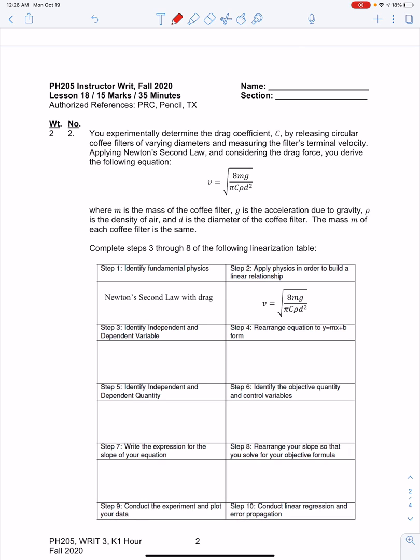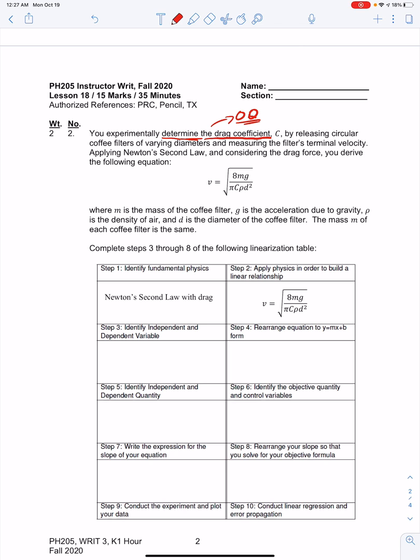So this is the linearization table. This is something similar to what you're going to be looking at in the lab WPR. You experimentally determine the drag coefficient C. Remember the verbiage: determine the drag coefficient C. If it's determining something, that is going to be your objective quantity. That's what you're going to be solving for.